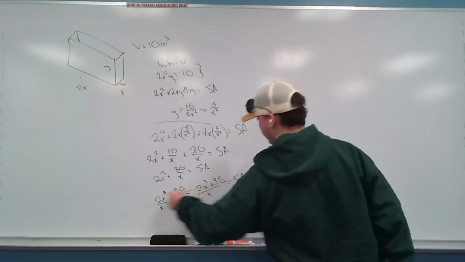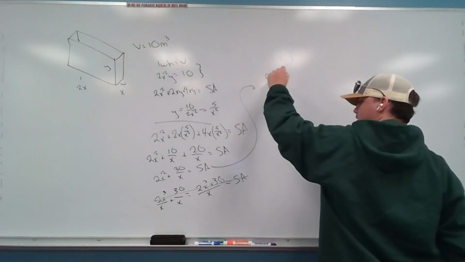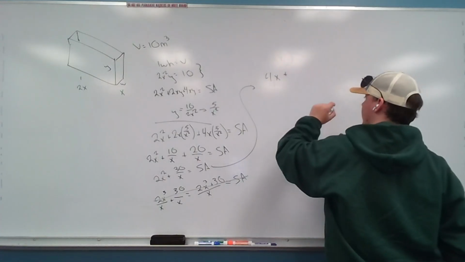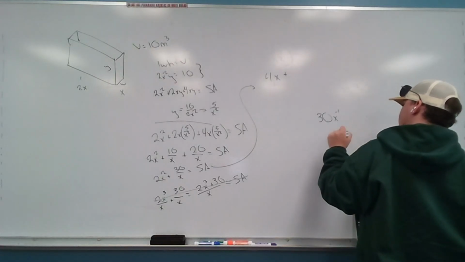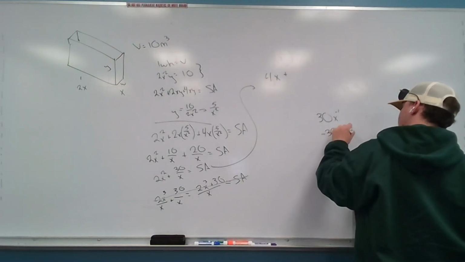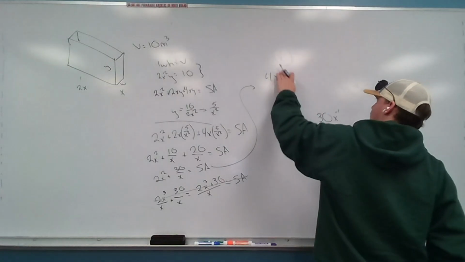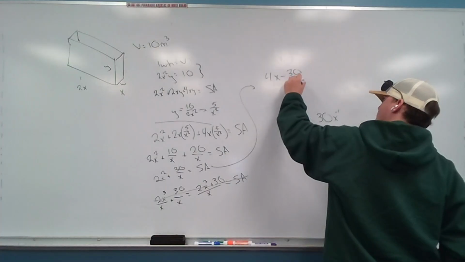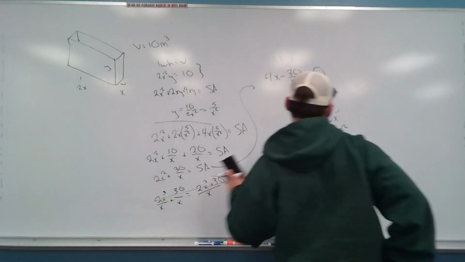Let's actually use this one, so cross out the simplification. We're going to take the derivative of this one. 4x, is that correct? Yes, 4x plus, and this is like 30x to the negative 1, so it's going to be negative 30x to the negative 2, negative 30 over x squared, so minus 30 over x squared equals 0, because that was a derivative.